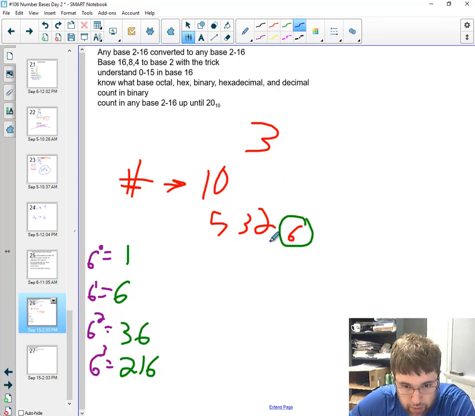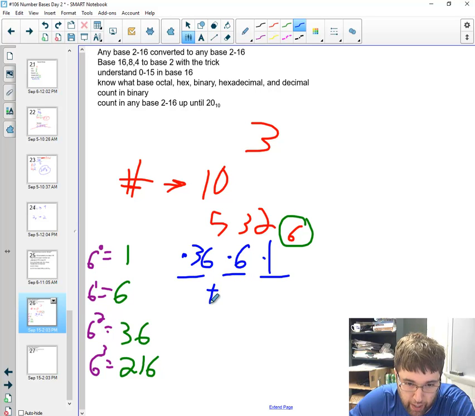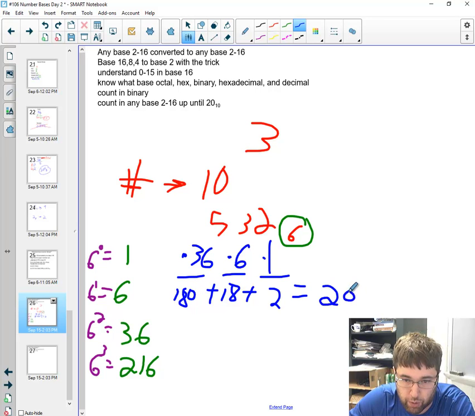With these green numbers, we then take these numbers. So this 1 goes here, this 6 goes here, this 36 goes here. We multiply these up and we get three values. Then we add up those three values and we get the answer. So we have 2, 18, and 15, 180. So our answer is 200.